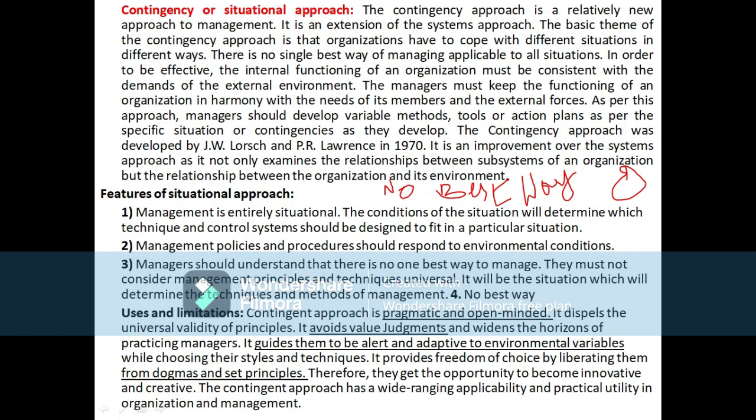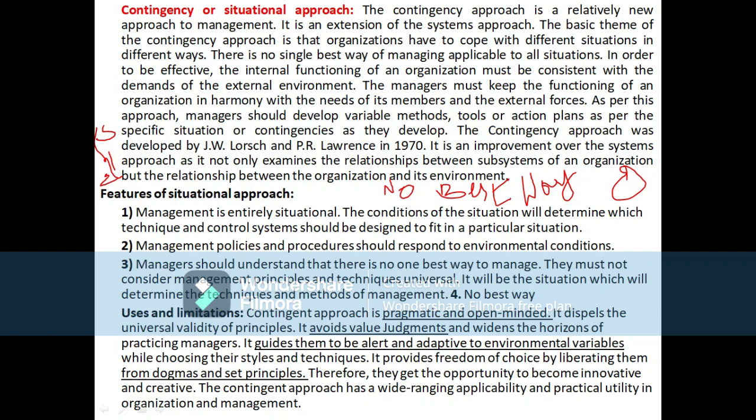These experts analyzed the relationship between the structure of an organization and environmental conditions. One is the structure of the organization, and the other one is external environmental conditions. They studied the relationship between these two. And they identified two types of organizational structures. One is mechanistic and the other one is organic.